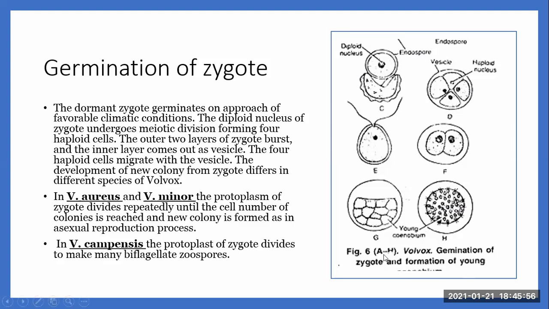Germination of zygote and formation of the diploid nucleus. In this diagram, we see endospores, vesicles, haploid nucleus, and the young coenobium. So the germination of the zygote and the formation of the young coenobium we see in this diagram.